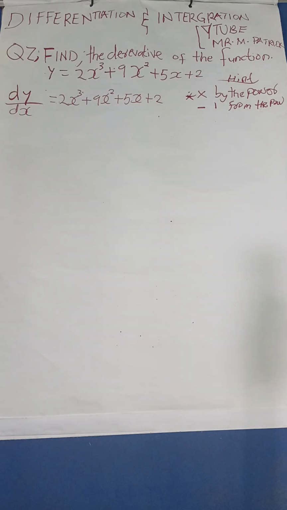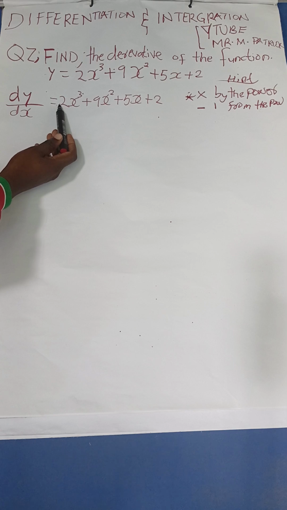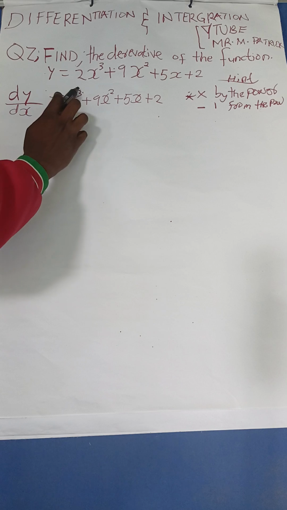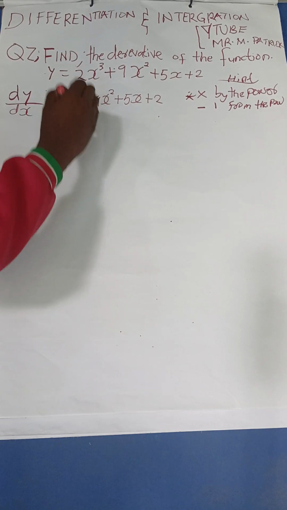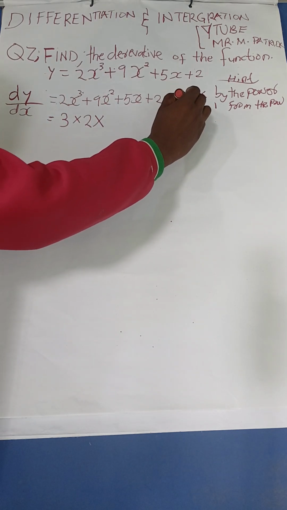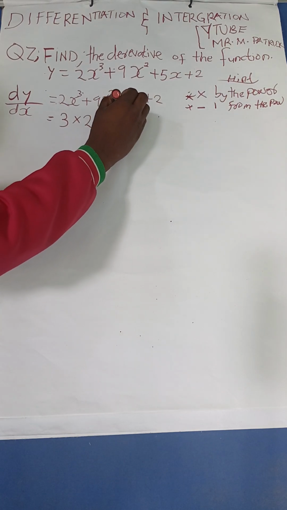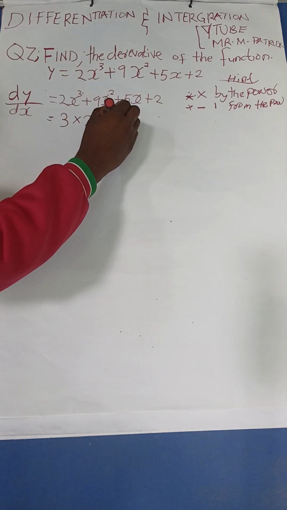So when I say we multiply by the power, what do I mean? We take the power here and multiply by the constant attached to the variable. So it will be 3 multiplied by the constant 2, giving 2x. Then I've said minus 1 from the power. So we minus 1 from the power. You see? That is what I mean.